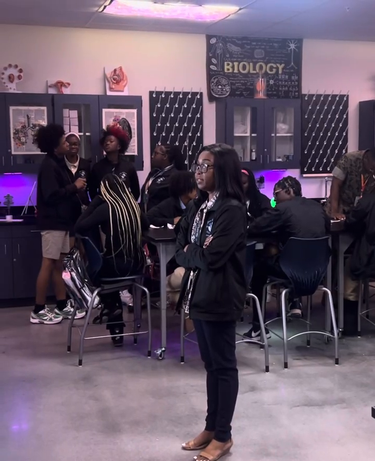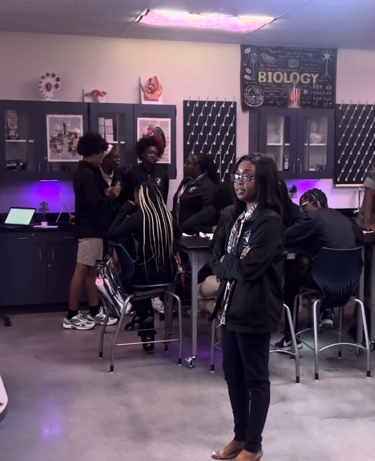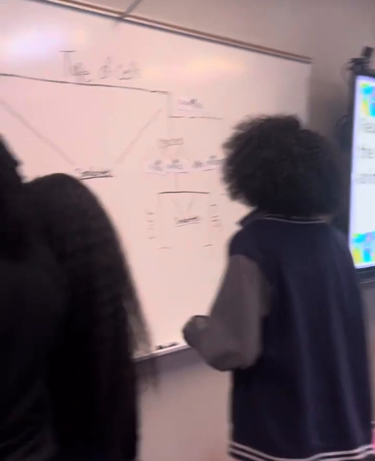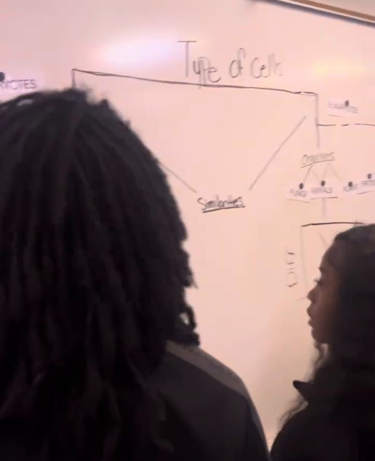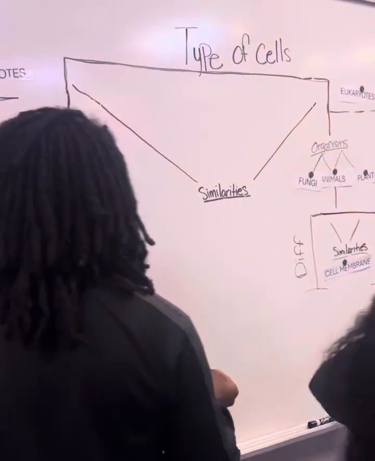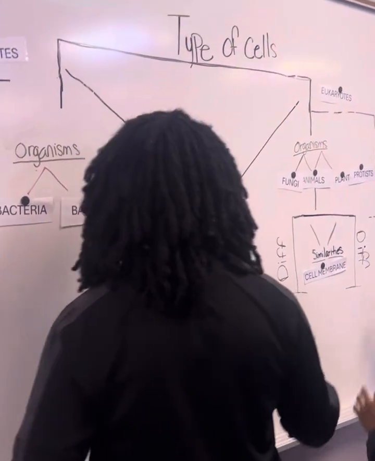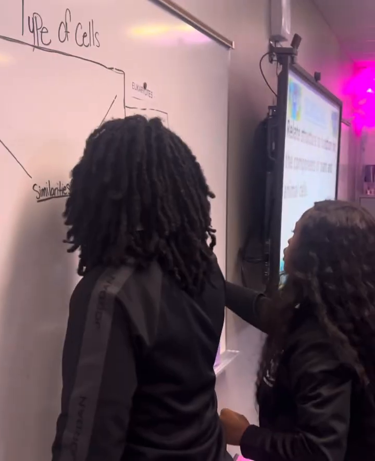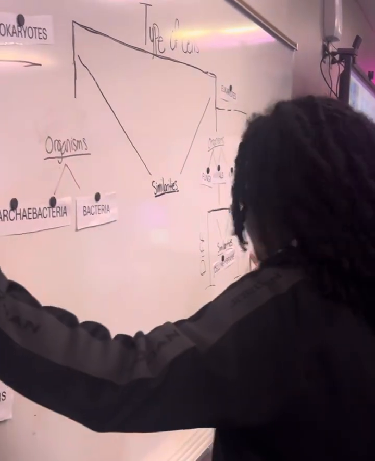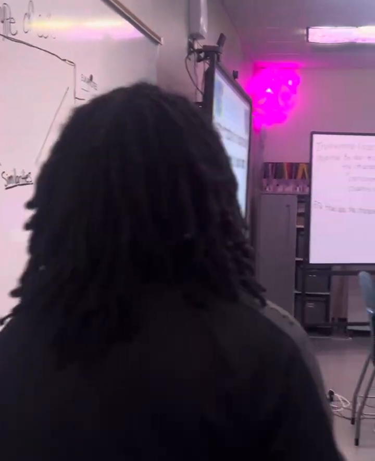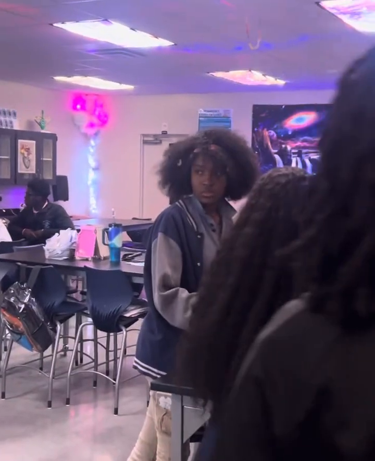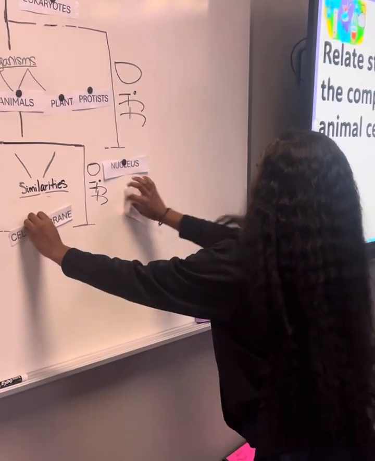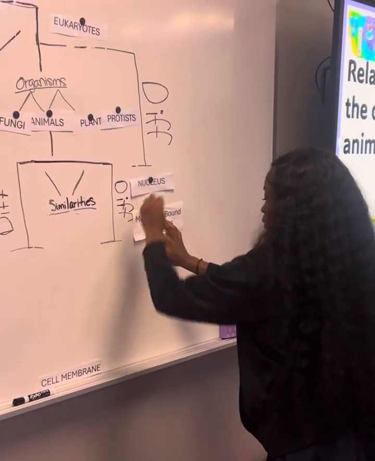Yep. That's eukaryotes on that side. It has a nucleus and membrane around organism. So it's wrong. Shouldn't it be membrane-bound organisms? And that would be... Yeah, there you go, Ayana. That's right.